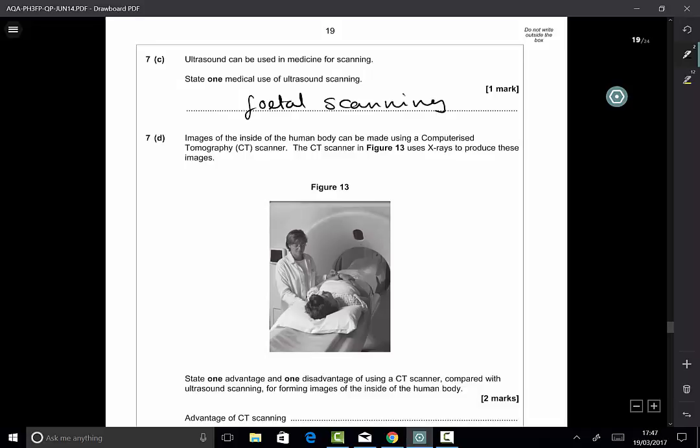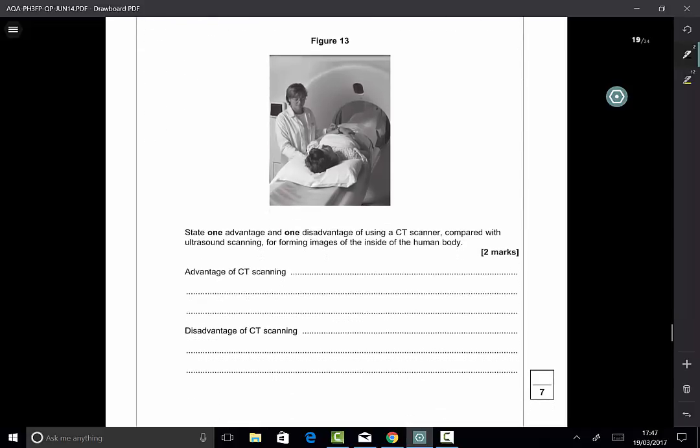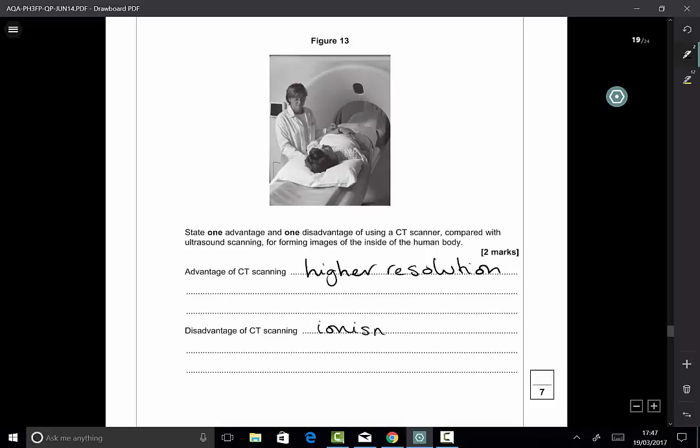Images of the inside of the human body can be made using computerized tomography or CT scanning. That uses X-rays to produce these images. What is one disadvantage of using a CT scanner compared with ultrasound scanning? So it has a higher resolution than ultrasound. That means you can see smaller details. But the disadvantage, it is ionizing radiation, which can be harmful.